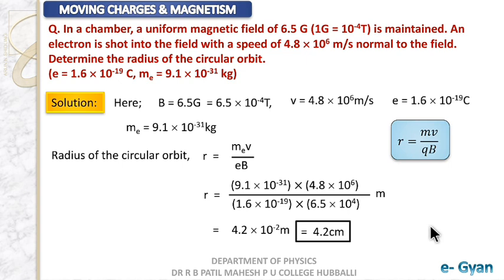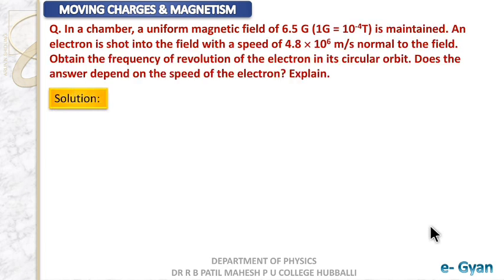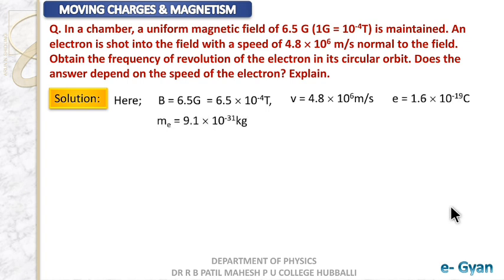Let us proceed to the next question now. Here the same question is repeated, but the quantity which is asked is different this time. Here we need to find the frequency of revolution of the electron in the circular orbit, and also answer whether the frequency depends upon the speed of the electron or not. Let us proceed and write down the given quantities, which we have already done in the previous problem.